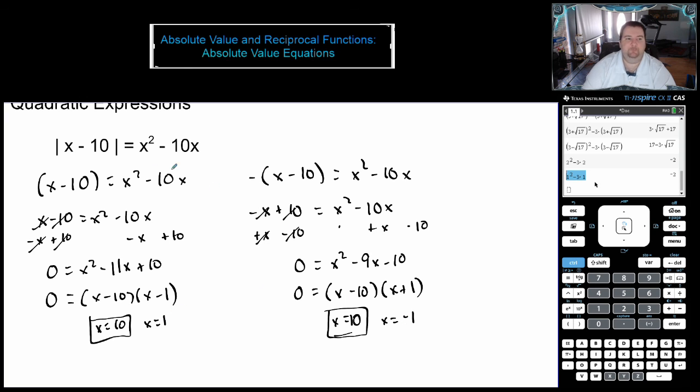What about this one? We're going to have negative 1 minus 10, which is negative 11. So this is going to be positive 11. Let's try this side. Negative 1 squared is 1. And then negative 10 times negative 1 is plus 10. Is 11 going to be equal to 11? Yes. So that one works. So we had one extraneous solution. Three of them worked. All right.